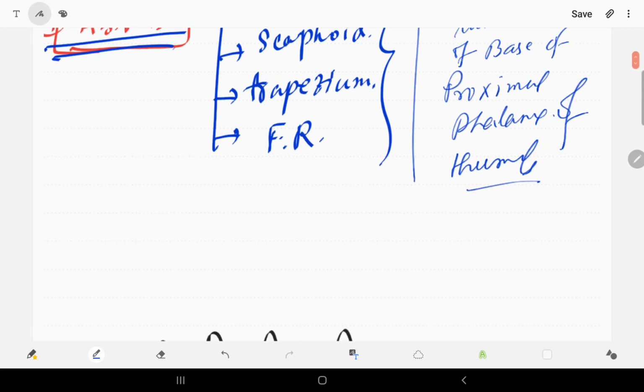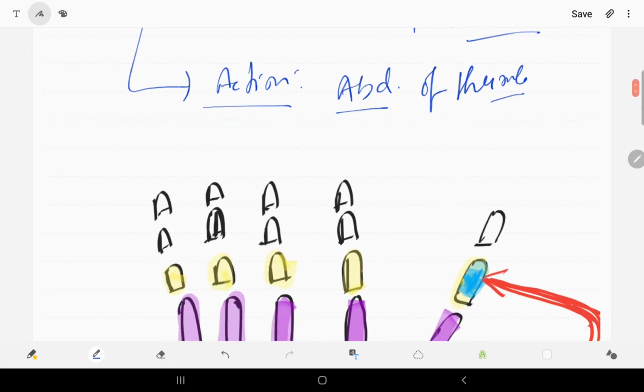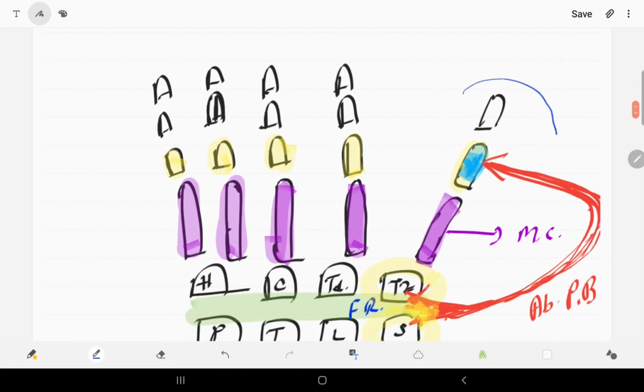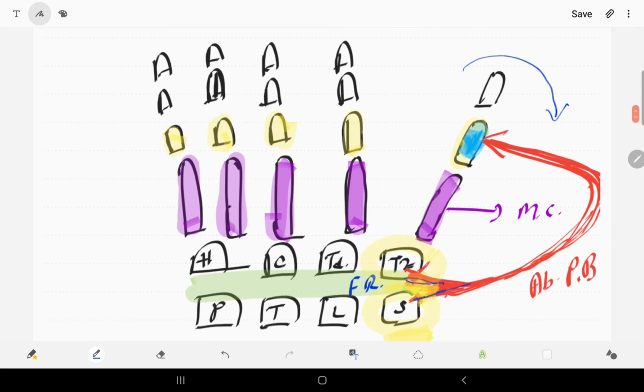And what is its action? Simultaneously I am also writing its action, obviously nothing but abduction of thumb. Abduction means you are moving the thumb away from the other digits. I already demonstrated all the actions of the thumb and digiti minimi in the previous video through a video clip. You can see this is the origin and insertion of abductor pollicis brevis, and obviously its work is abduction, that's why it is laterally placed, and it helps in abduction.